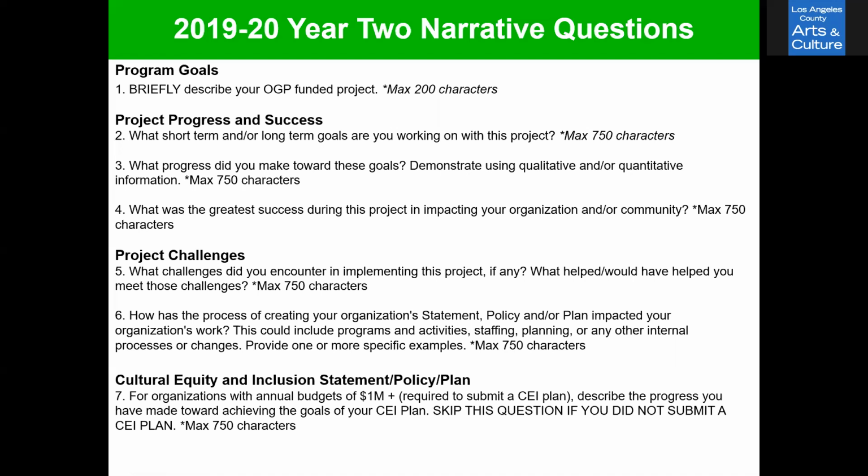Number 1 is the program goals. So what did you originally intend to use the funding on, and what does that look like now? So what is the funded project? What are you doing? And how have you made adjustments? That's a maximum of 200 characters.